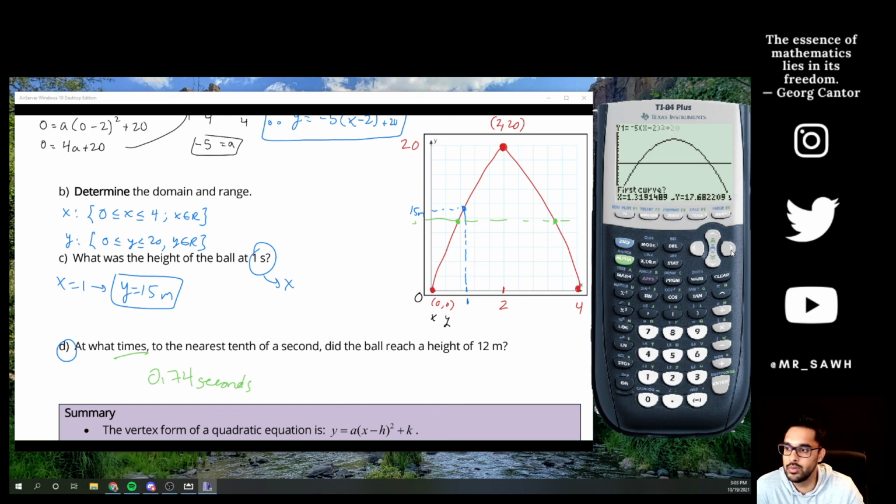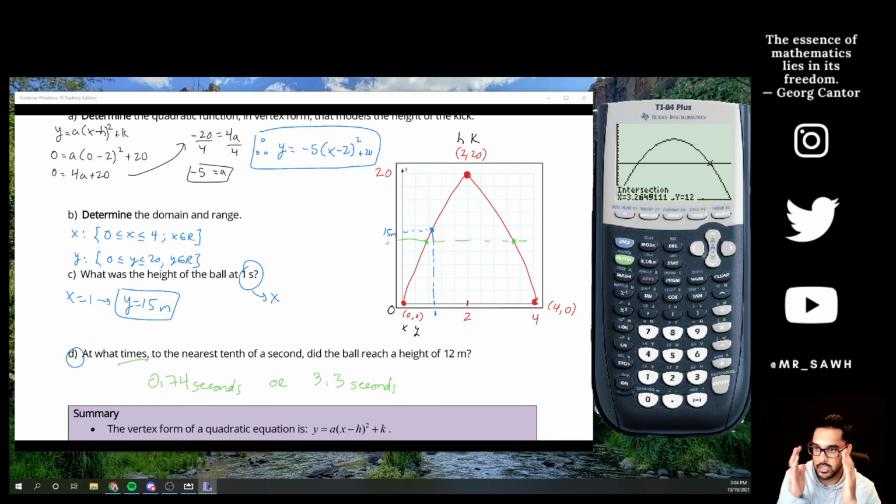Move that cursor over to the other side of this graph. That should be close enough. Enter, enter, enter. And there we go. There's the other one. So it either happens at 3.3 seconds as the ball is coming down in its trajectory, or it happens at 0.74 as it's going up. So it hits the same height multiple times, which is fine. Physically, that makes sense.